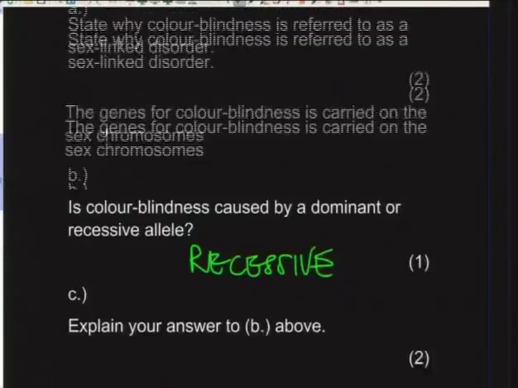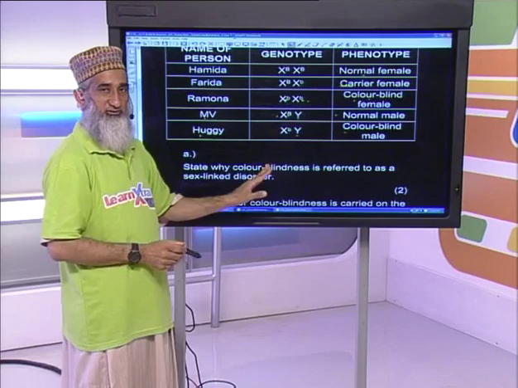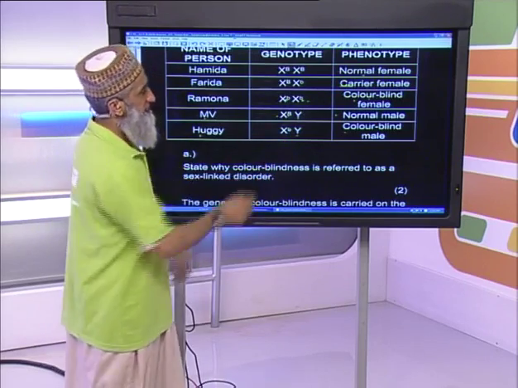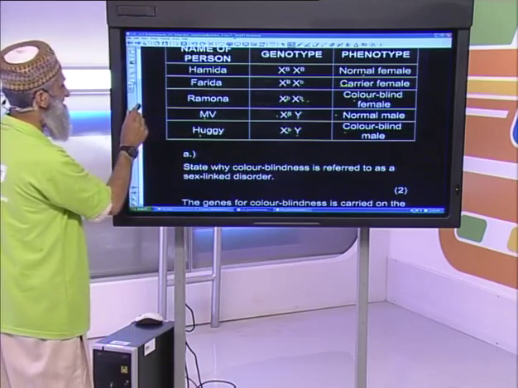Let's go back to the table. Homozygous dominant, not colorblind. Heterozygous, not colorblind. Homozygous recessive, colorblind. Remember, in a male there's no homozygous and heterozygous because the Y chromosome doesn't have something to counteract this one. So there's only one, and you can't talk of heterozygous or homozygous, but only when a recessive one is there, then the person is colorblind.